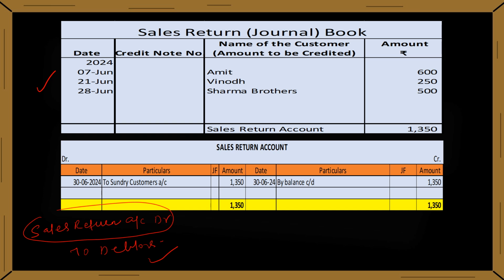The total of the sales return account is 1,350 in the subsidiary book. In the journal entry, we have debited sales return and credited the debtors account. So in the sales return account, we are going to debit customers on 30/06/2024, to sundry customers 1,350. The total of debit is more, so we are taking that total on both sides, 1,350, 1,350. On the credit side, on 30/06/2024, it will be by balance carried down 1,350.